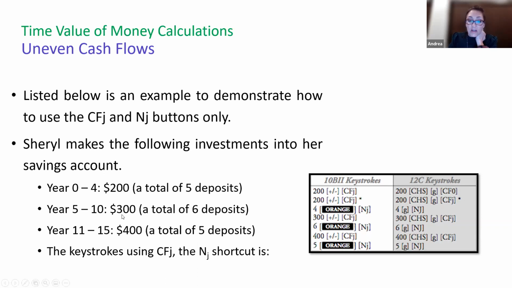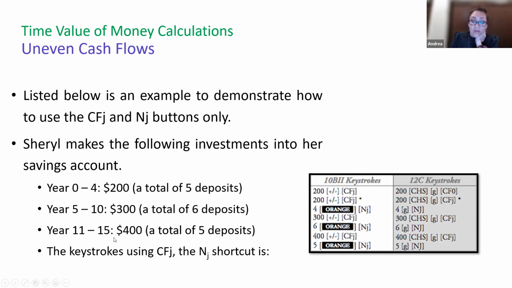In years 5 through 10, she's now making $300 for a total of 6 deposits. So now we're going to tell your calculator that. You're going to put $300, your plus minus sign, CFJ, and it's for 6 deposits. So you're going to do 6, your shift button, and NJ, and that's now told your calculator there's $300 for 6 years or 6 time periods.